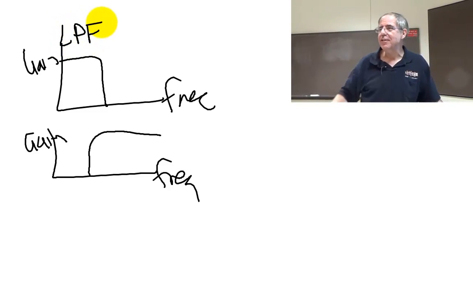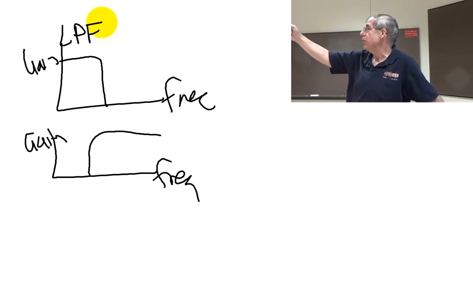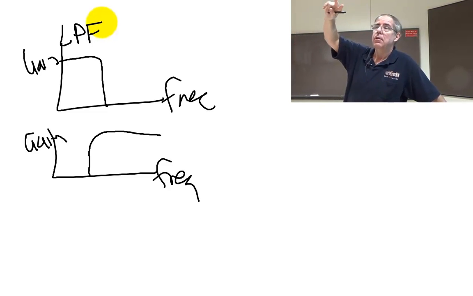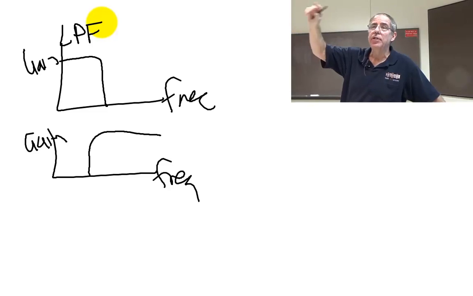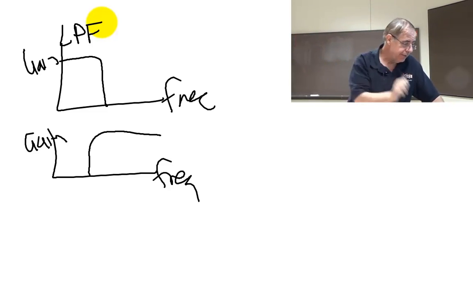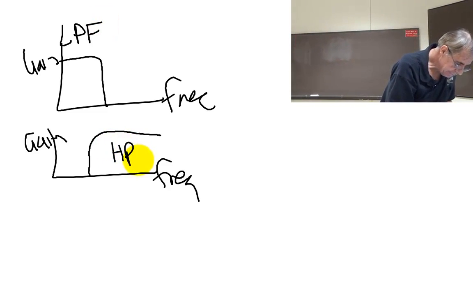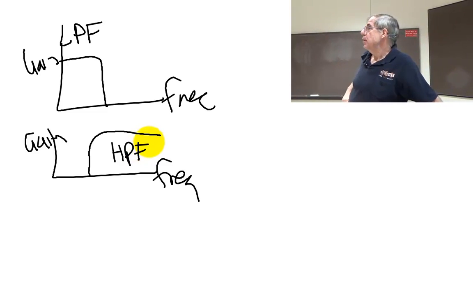That's a low-pass filter. And why did we have low-pass filter? Two reasons. Reduce noise and to prevent aliasing. Okay? And this one is a high-pass filter. Why did we have it? Throw away the DC because the DC has no value.